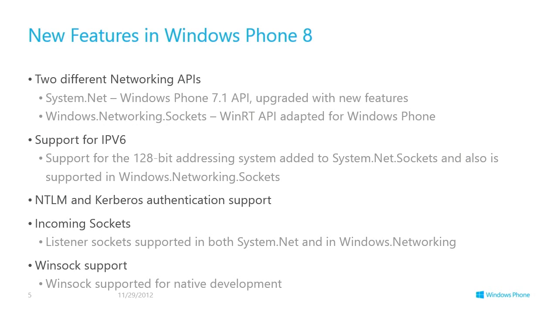In summary, we've now got two different sockets APIs. System.Net, which is what we've been using forever in Windows Phone 7.1, is obviously all still there, but it has been upgraded with new features, notably listener sockets. But we've got the Windows Runtime API as well. Windows.Networking.Sockets is in there, so that's an alternative. If you're doing cross-platform between Windows Phone 8 and Windows 8, you can share a lot of your code there. Support for IP version 6.